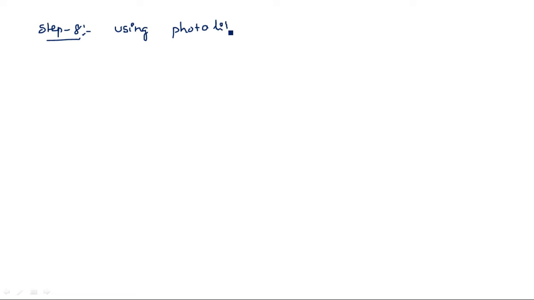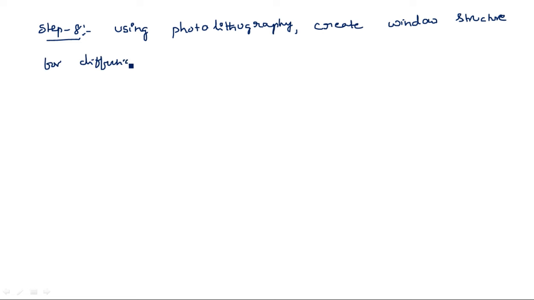So photolithography or lithography creates window structure for diffusion. Okay.